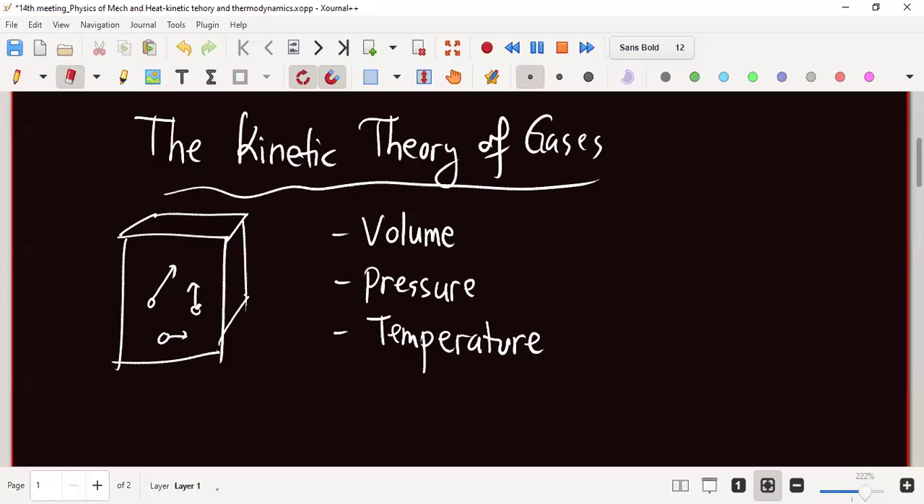So the volume is a result of the freedom of the atoms, because in a gas, the bonding of atoms is very low. And then temperature is caused by the kinetic energy of the atoms.